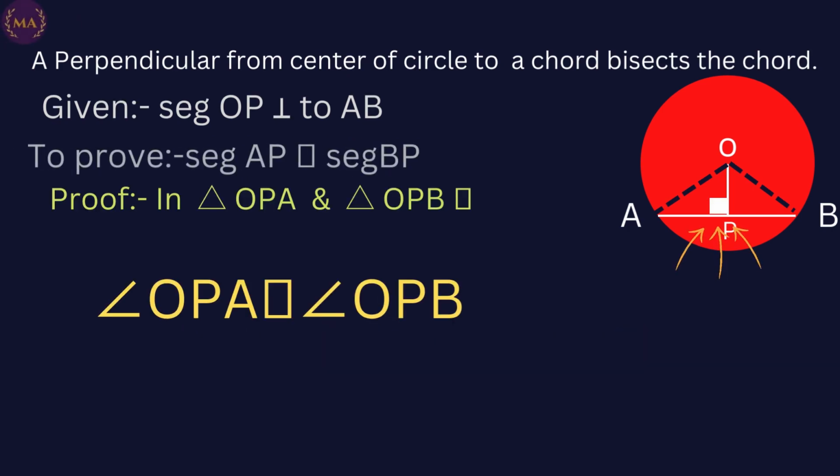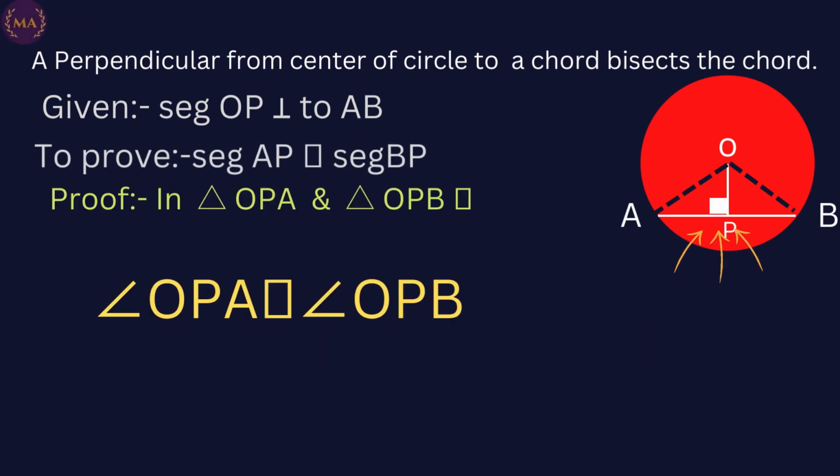Okay, now is anything the same in these triangles? Yes, perfect. We are going to use the given that it is a perpendicular. So you will have angle P as 90 degrees. So what are we going to write? Angle OPA is congruent to angle OPB. Perfect. Okay, so that is the first point. You got one angle equal.